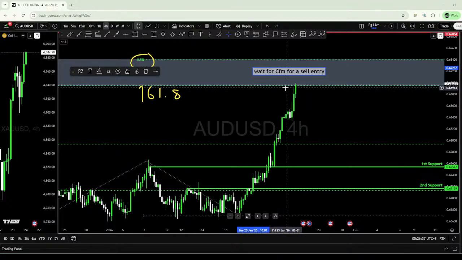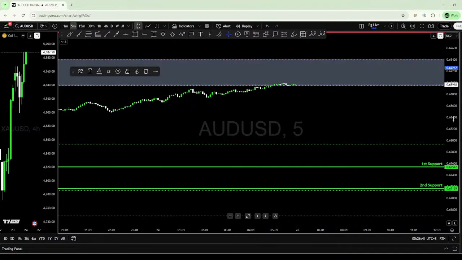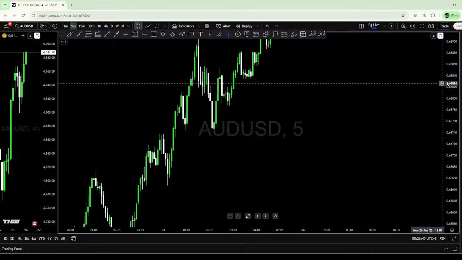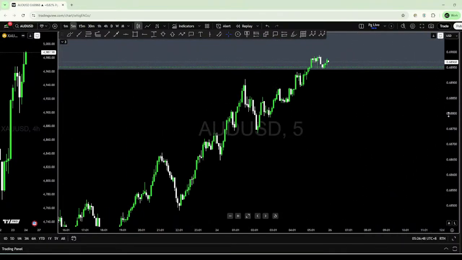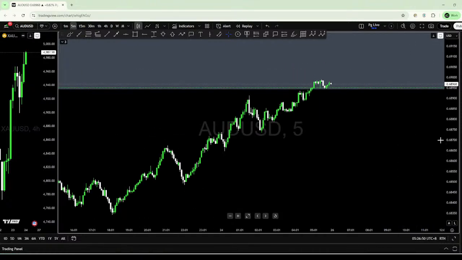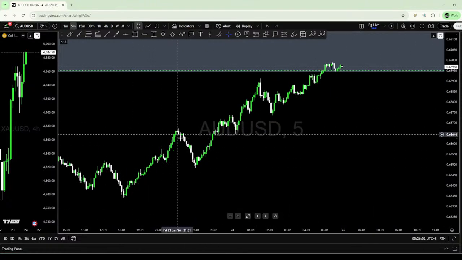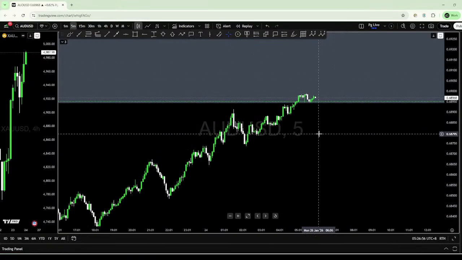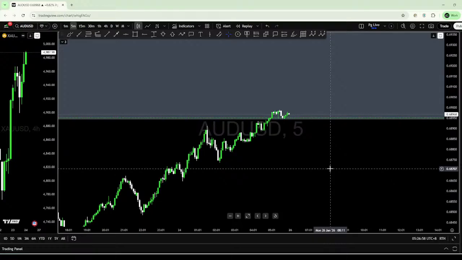You may see slightly have the rejection right here. Let me go to the M5. What do I see in M5? If we're talking about the structure, what you see in the M5 time frame is price still making higher high, higher low, higher high, higher low, and higher high. So in the low time frame, what do you want to see?